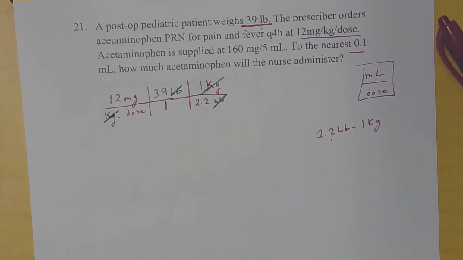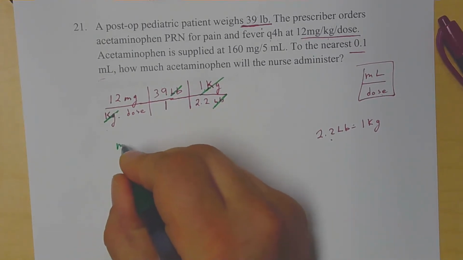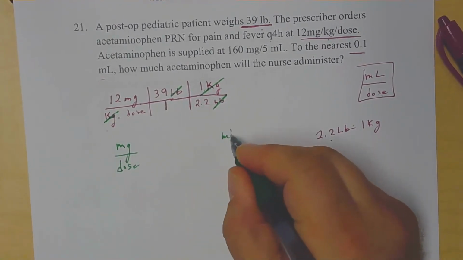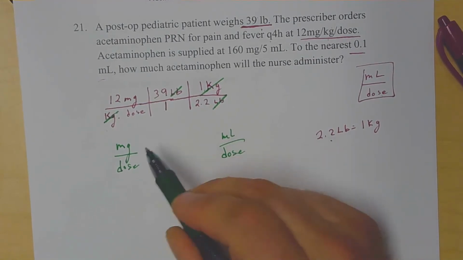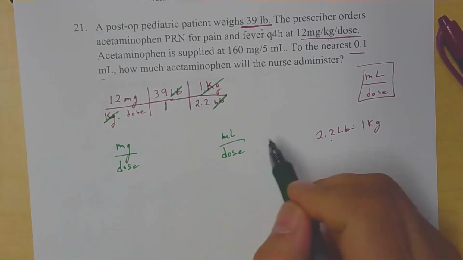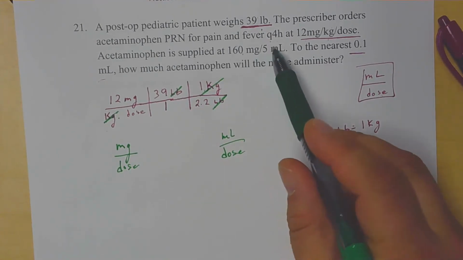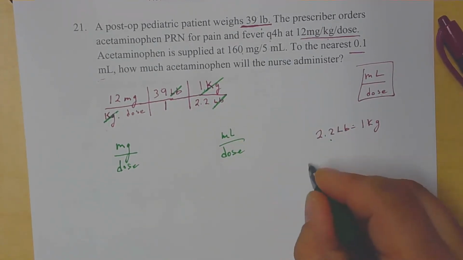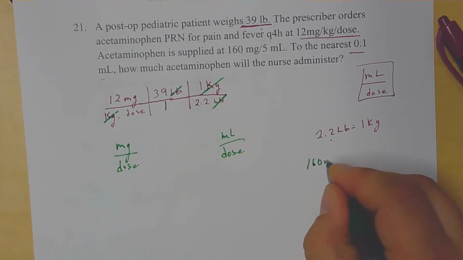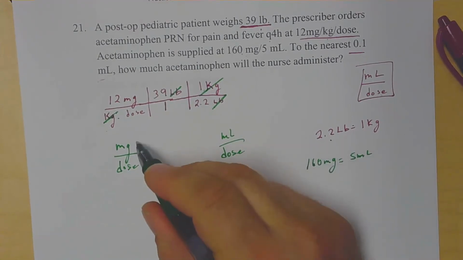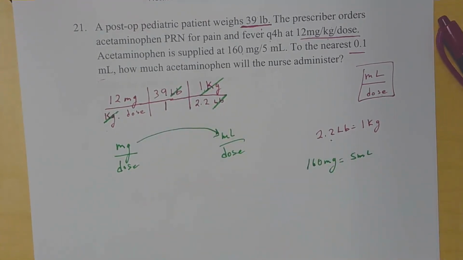Well, now I'm going to make my game plan. I'm trying to go from milligrams per dose to milliliters per dose. How am I going to get there? Well, dose is dose. Do I have something that relates milligrams to milliliters? Right there, I do. I know that there are 160 milligrams in 5 milliliters. That actually is going to take me right from milligrams to milliliters. This actually turns out to be, once I get it in the right form, an easy problem.